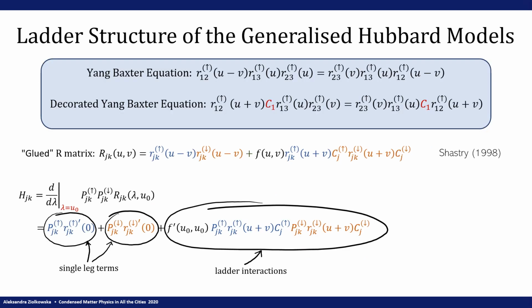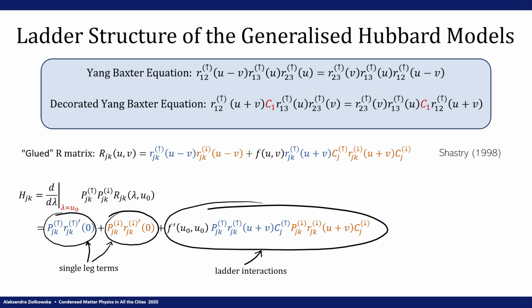Now we are arriving at a more technical bit, in which I want to show you that the same ladder structure is present in a class of integrable models called the generalized Hubbard models. A Hamiltonian is a conserved charge of an integrable model and can be obtained as a derivative of its R matrix, which is an object related to the scattering matrix. A free fermionic R matrix fulfills both the Young-Baxter and the decorated Young-Baxter equation, as defined at the top of the screen.